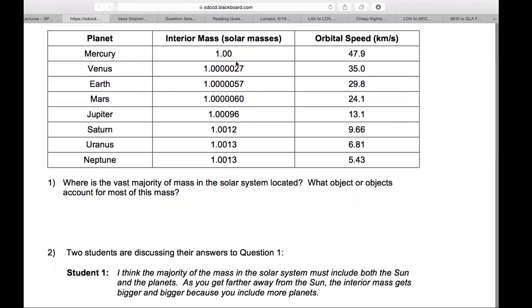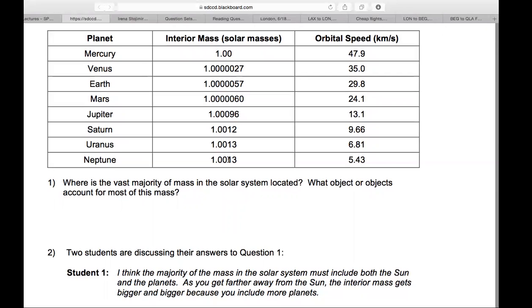But when you look at these numbers over here, it says interior mass. So basically you're looking at Mercury and what's inside of Mercury's orbit. Inside of Mercury's orbit is just the sun, so the interior mass is one solar mass. When you go to Venus, the interior mass is going to be sun plus Mercury. If you follow that logic, you come to the last planet, Neptune. What's inside of Neptune's orbit? The sun and 7 planets.